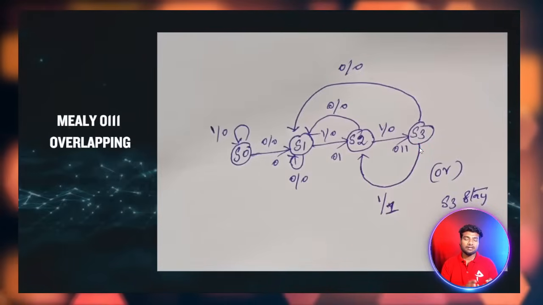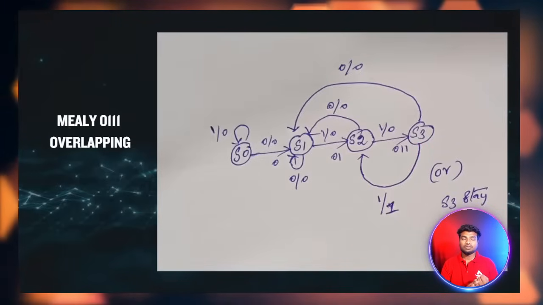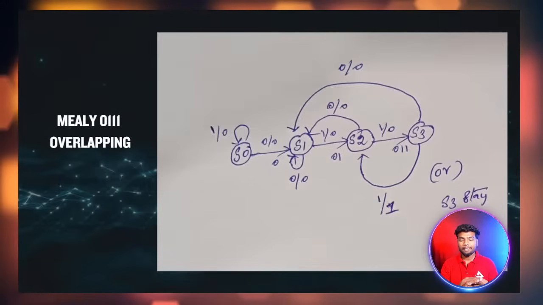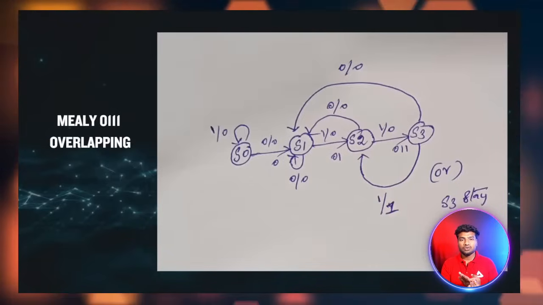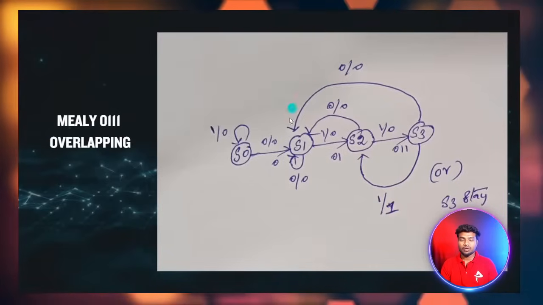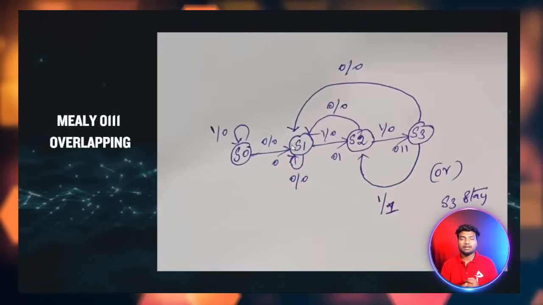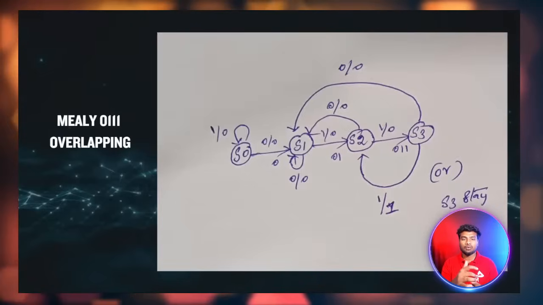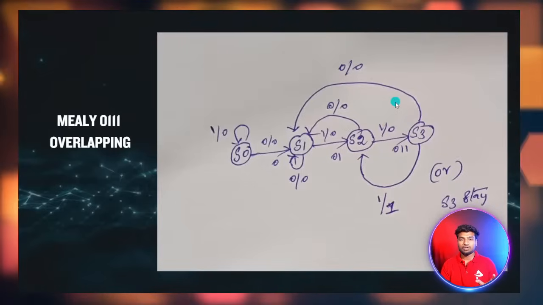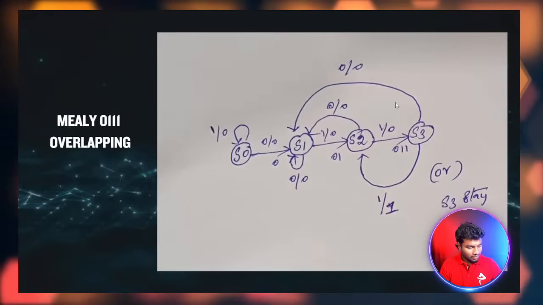Then in the third state, if my input is 0, it means till now in the S3 state I got 0 1 1 0. This is not my sequence, so it is wrong. I will move into the S1 state, because the S1 state already has the 0 value, and then I want to start from the beginning, 0 1 1 1. So this is how the Mealy machine works. I think it's clear for you.